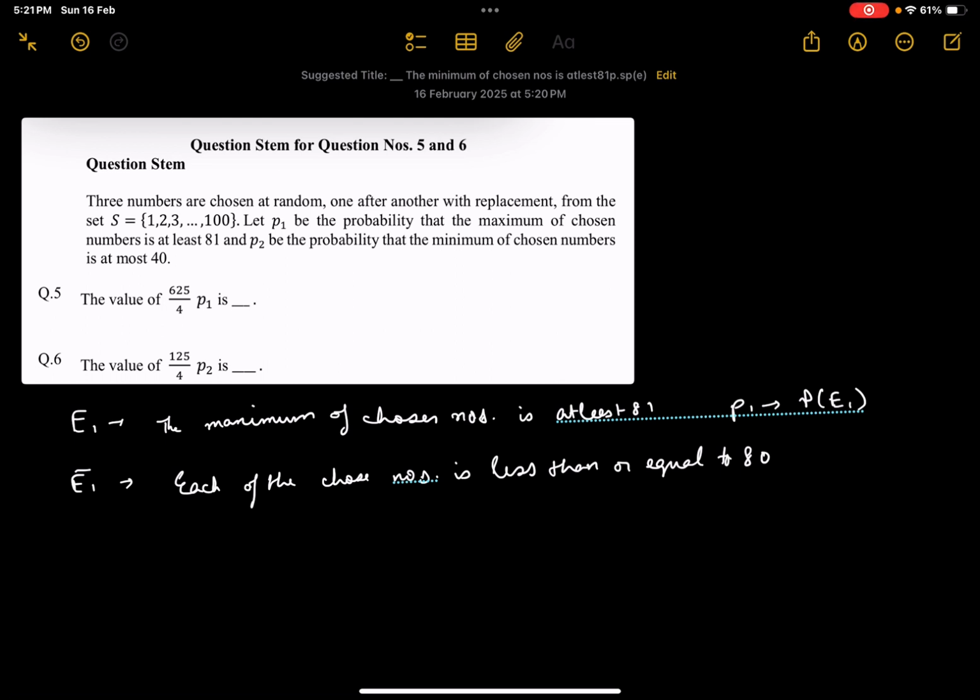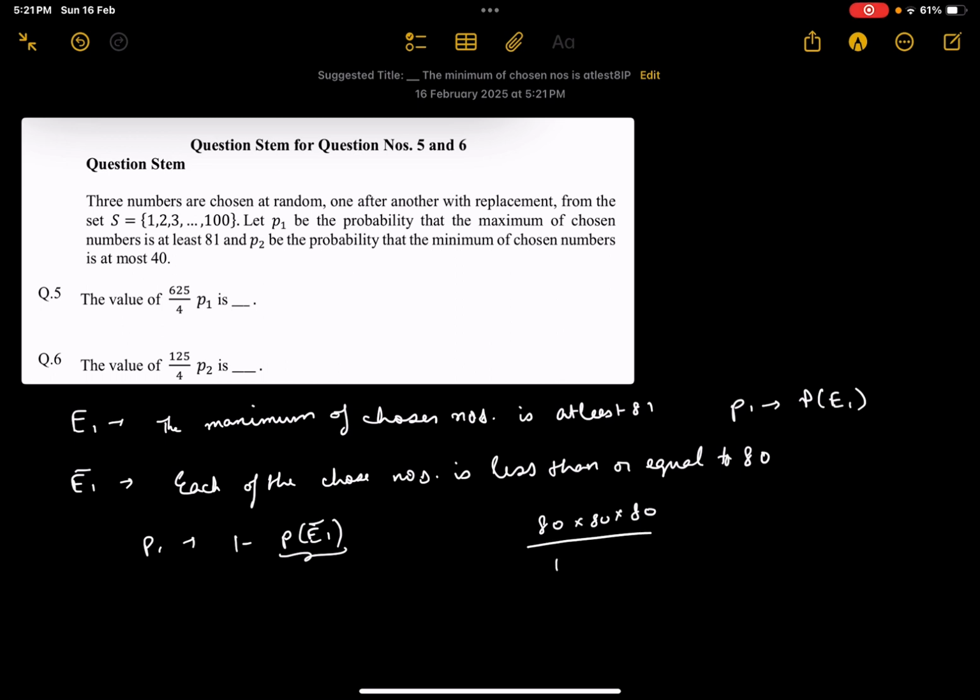So P1 becomes 1 minus P(E1 bar), and P(E1 bar) is easy to calculate because it simply is the probability that each of the numbers is less than or equal to 80, which is 80 into 80 into 80 upon 100 into 100 into 100, which becomes 64 by 125. Then P1 becomes 1 minus 64 by 125, which is 61 by 125.